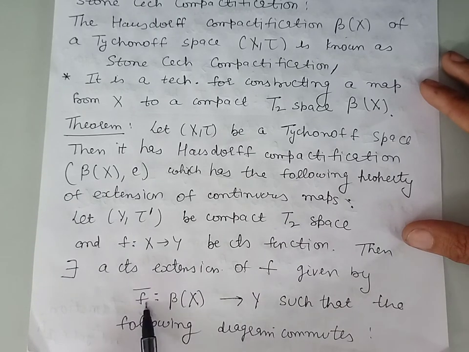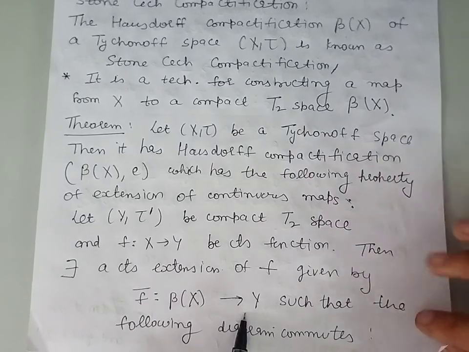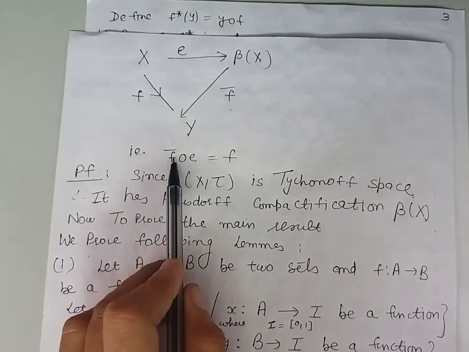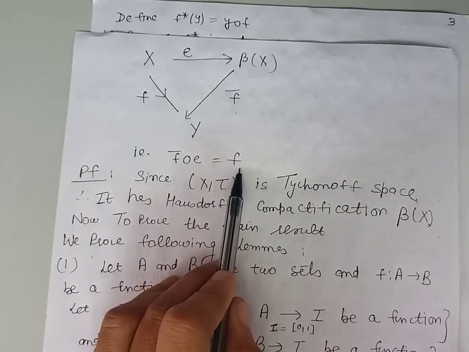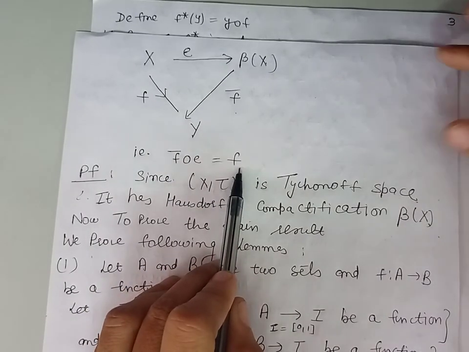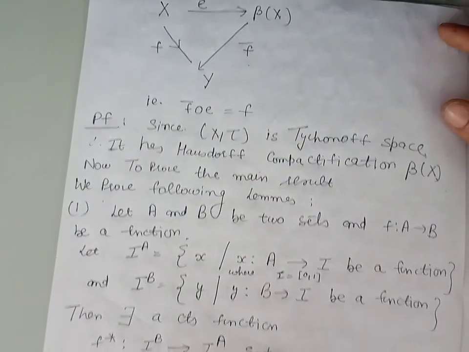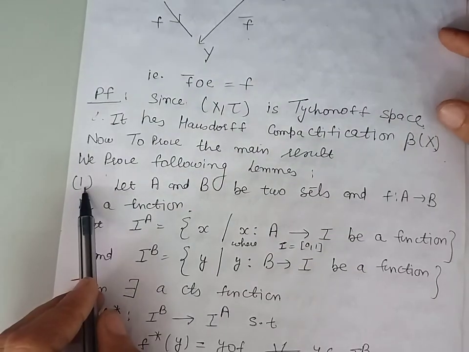given by f bar, which is a mapping from βX into Y, such that the composite of the mapping f bar with E is the mapping f. To prove this theorem, we require two lemmas. So let us discuss one of the lemmas first.